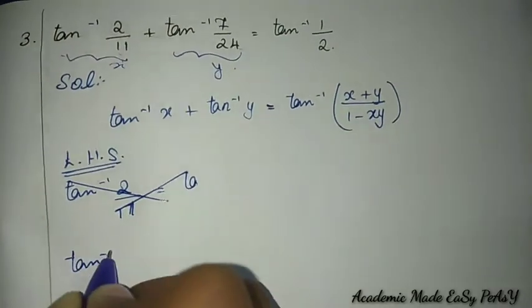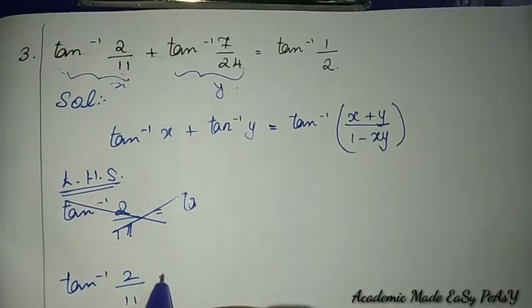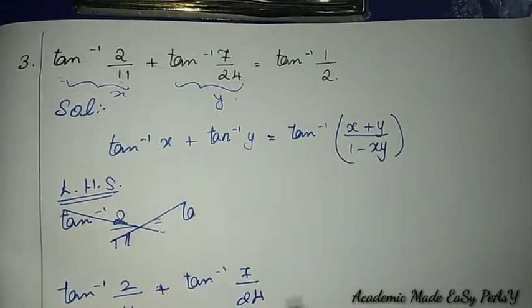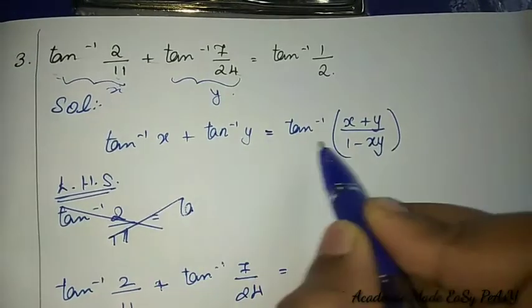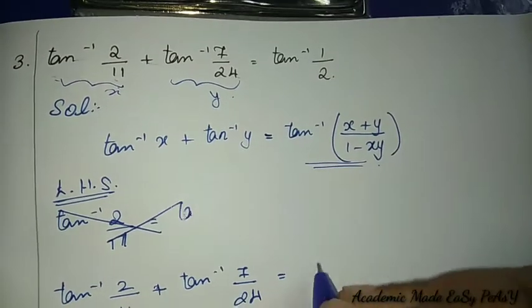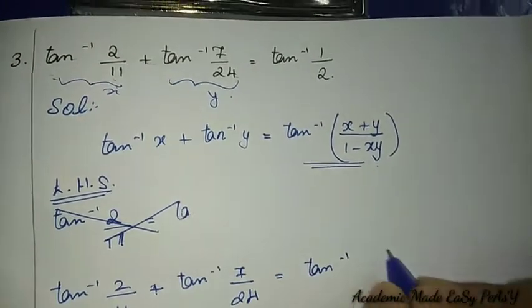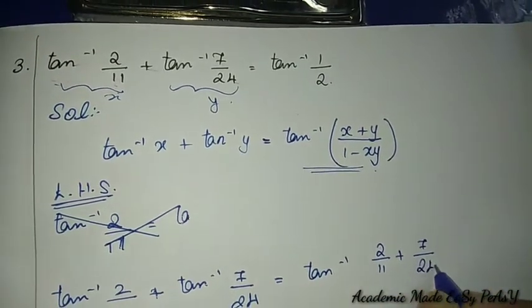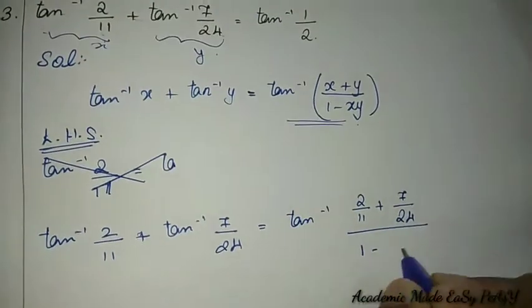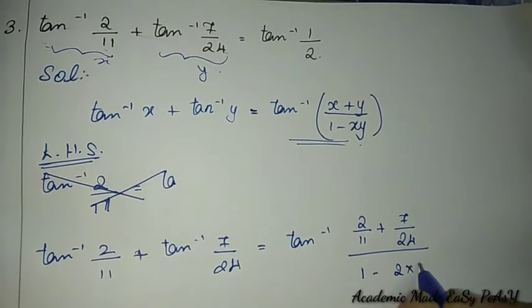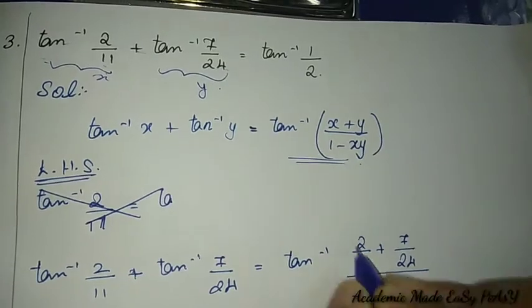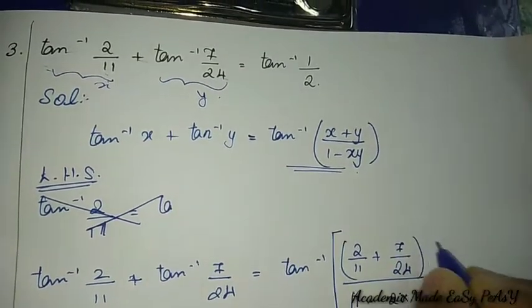So tan inverse 2/11 plus tan inverse 7/24 is equal to, I will apply this formula. So therefore I will have tan inverse of (2/11 + 7/24) divided by (1 minus 2/11 into 7/24). I'm just applying this formula directly.